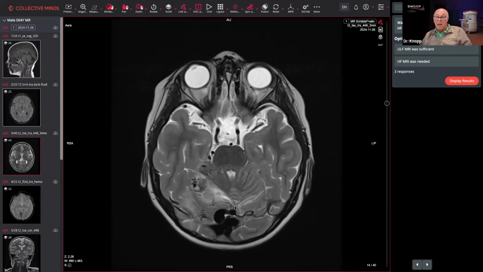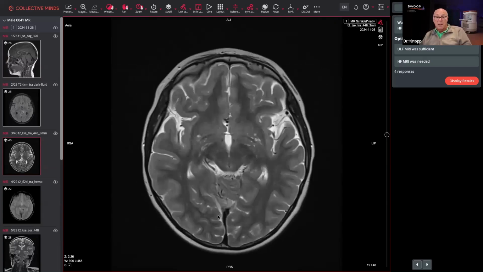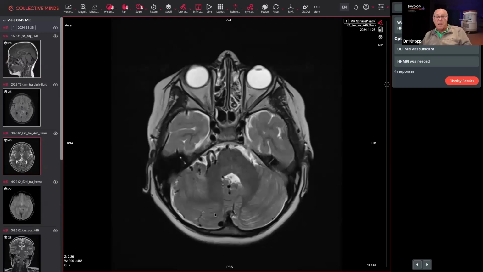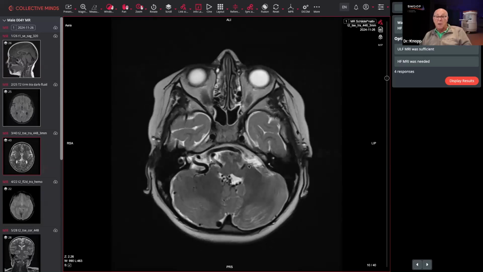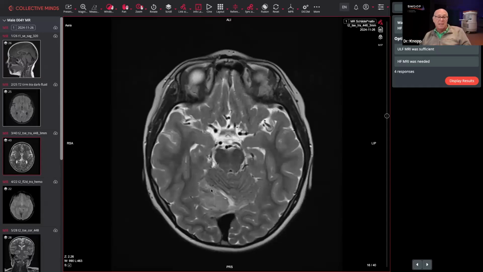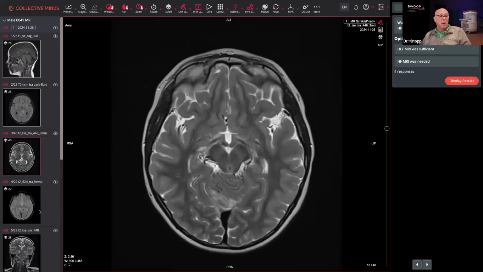So here we have increased flow going to the region of the torcula, superior sagittal sinus. Here, and we can compare and contrast, right? So posterior inferior cerebellar artery, and look at it on the other side. It's gigantic, it's enlarged, and all of these draining vessels as well. So this, just as one sequence, is giving us the diagnosis of what's going on.